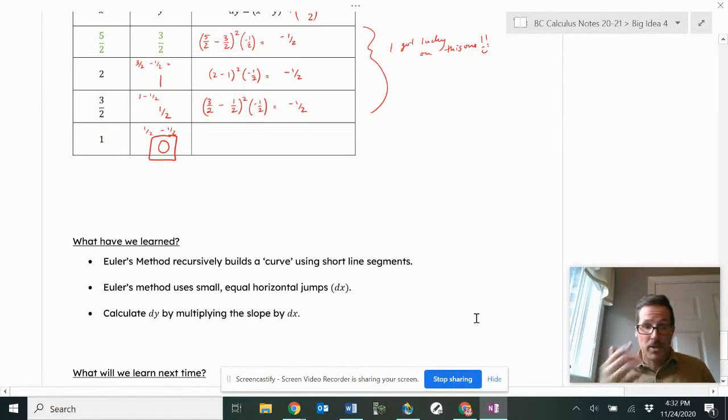So again, what have we learned? We've learned that Euler's method recursively builds a curve using little short line segments. We're going to use small equal horizontal jumps, dx, and then we're going to calculate dy by multiplying the slope at that point by the change in x. And we're just going to add dx, add dy as we calculate them along the way. All right, so there's Euler's method.